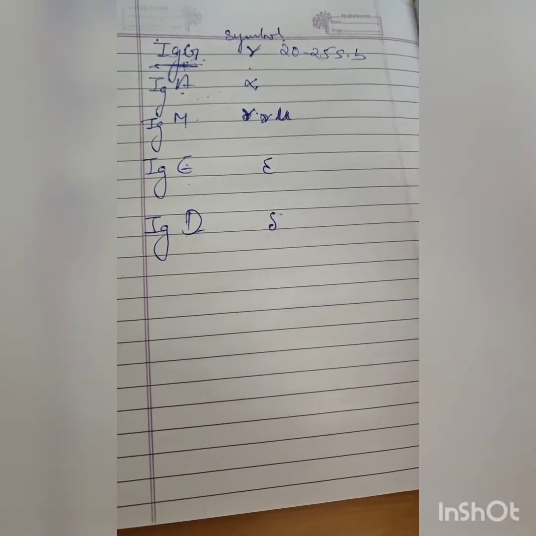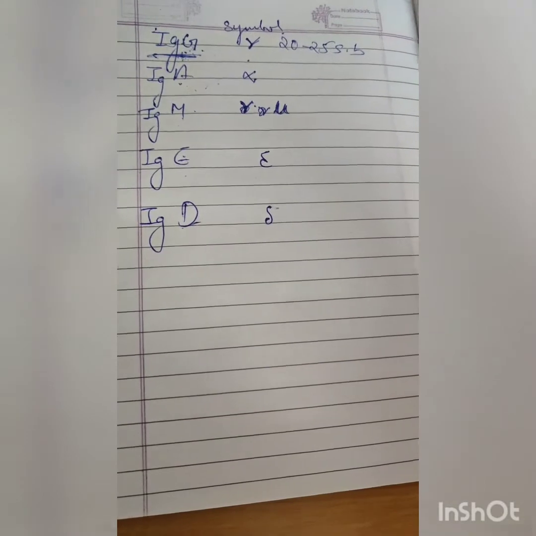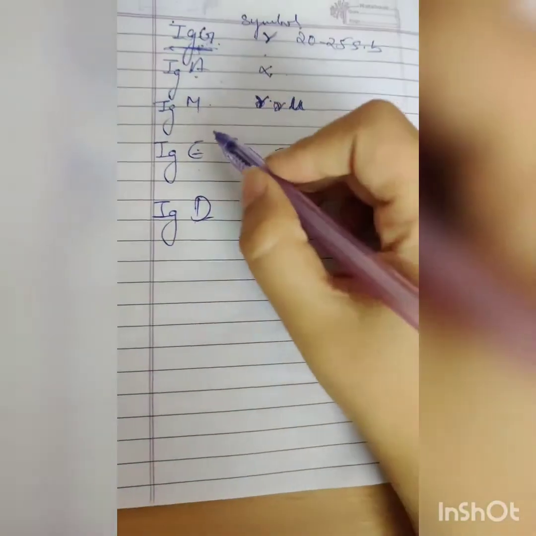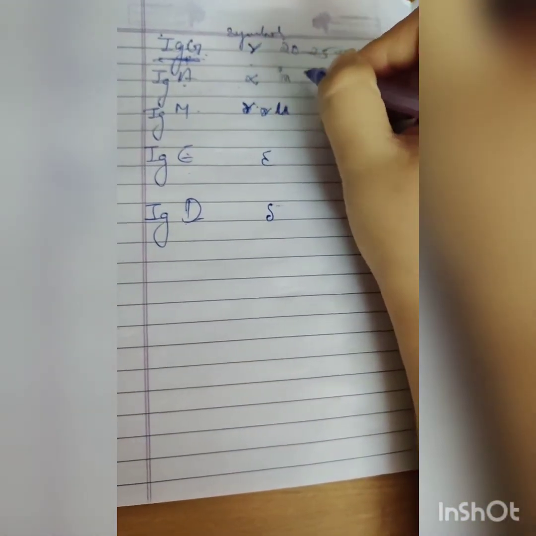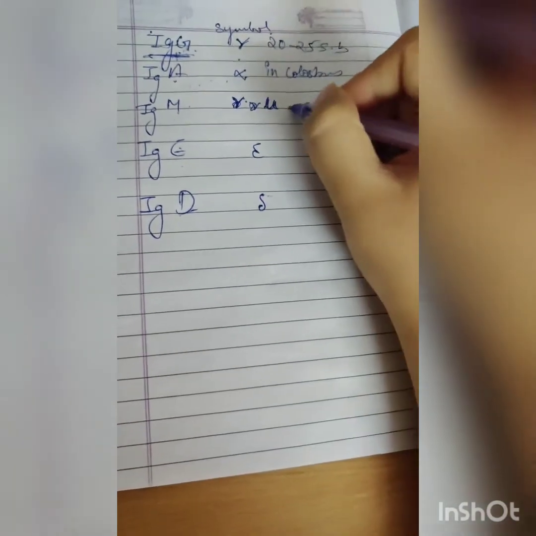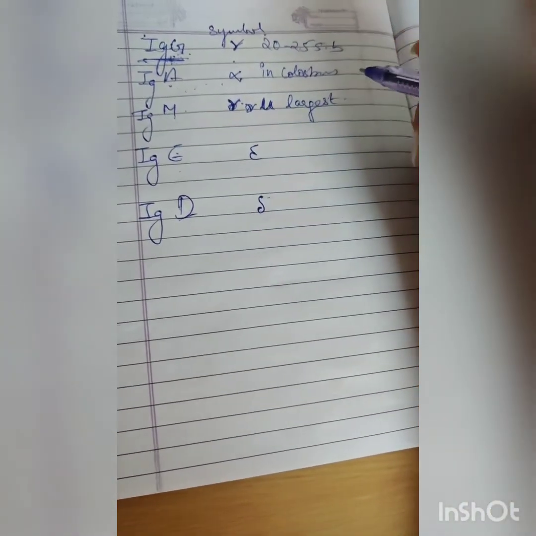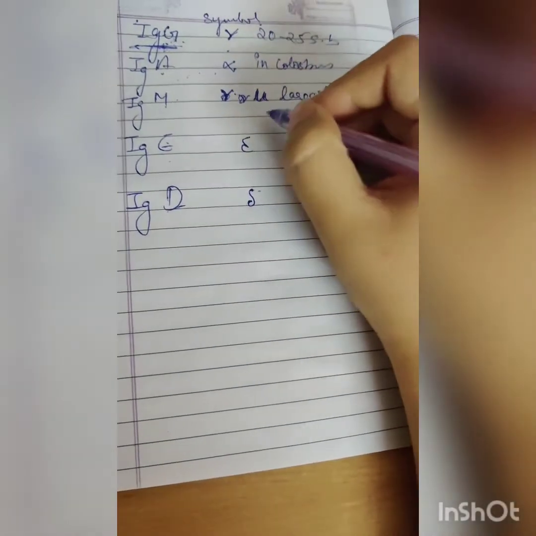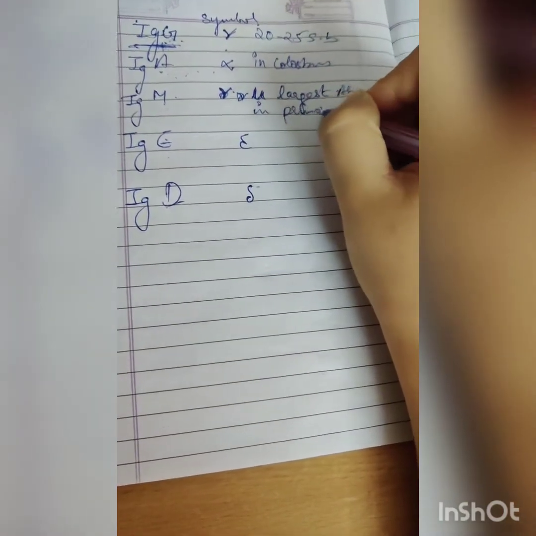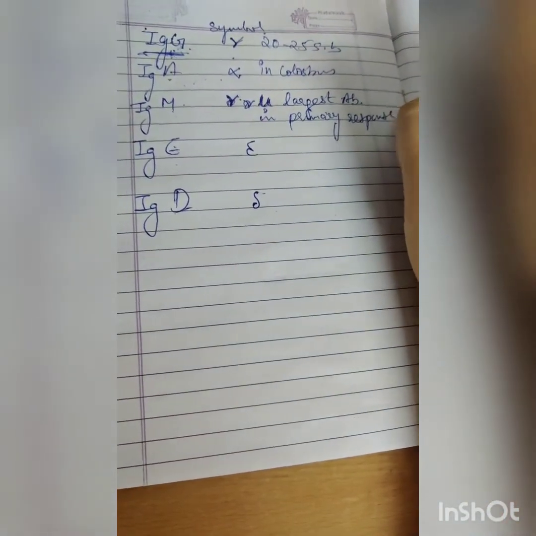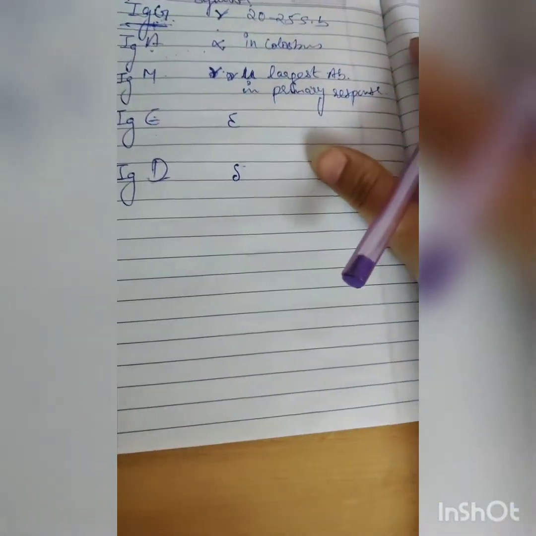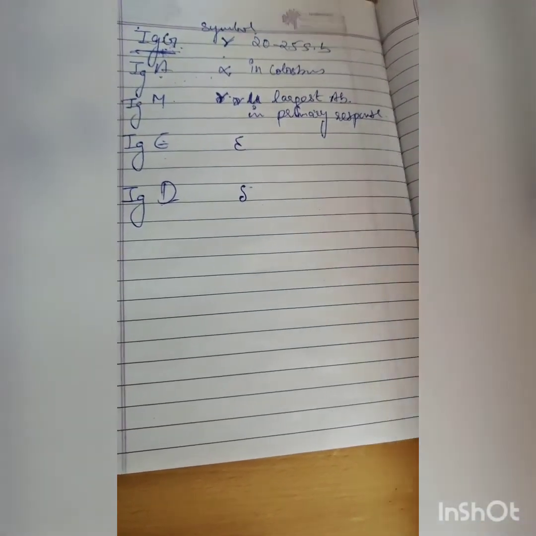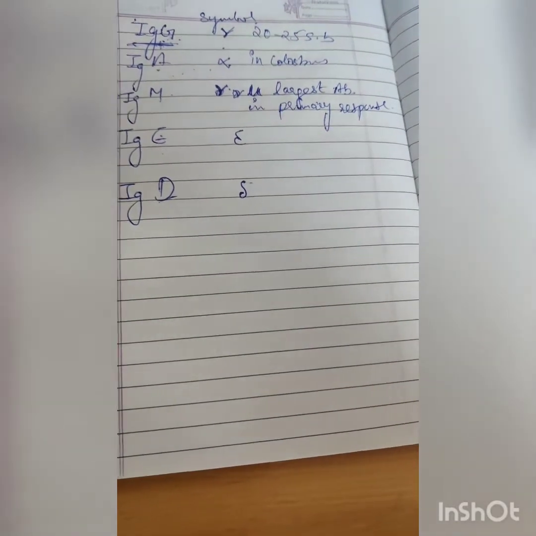Next is IgM. It is the largest antibody and it is the main antibody in the primary response. Whatever we suffer from, first this IgM will come. It is in milk, in colostrum. You can pause the video and note down whatever I am saying. Largest antibody, and it is always used in primary response. First, this antibody will fight with the foreign antigen, and it is formed by B lymphocytes, and it is present at 10% in human serum.